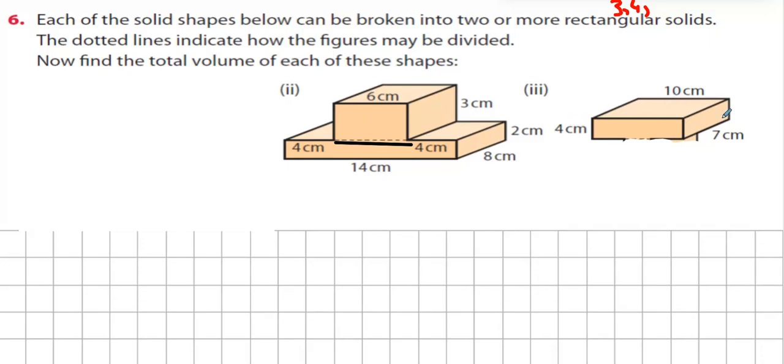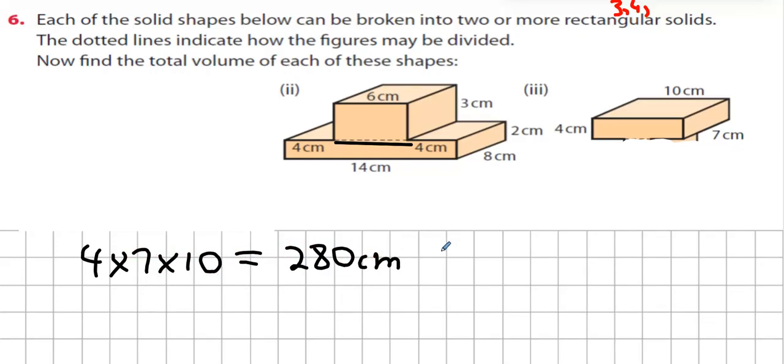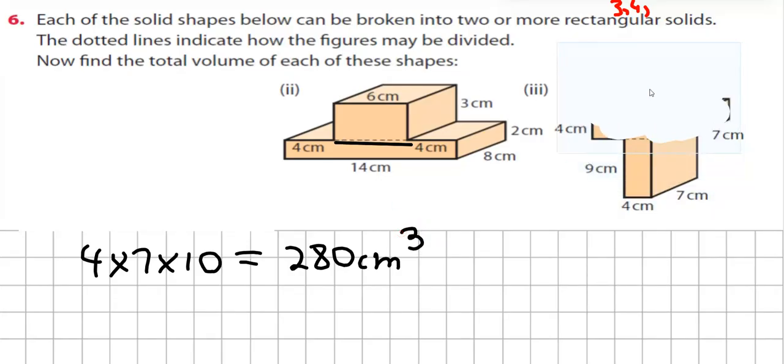4 by 7 by 10. So what's 4 by 7 by 10? 280 centimeters cubed. And then what I'm going to do next is I'm going to grab that, move it up here, and then I'll rub out a bit more.